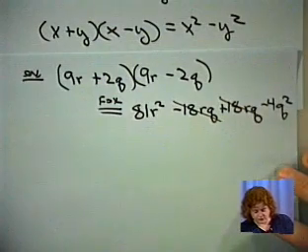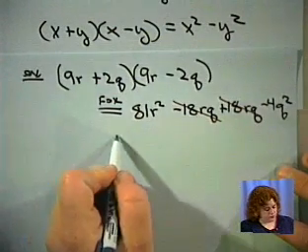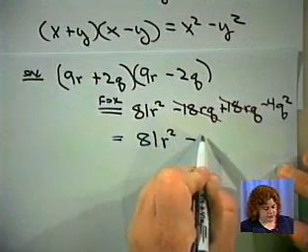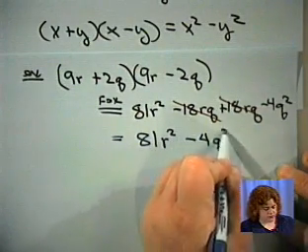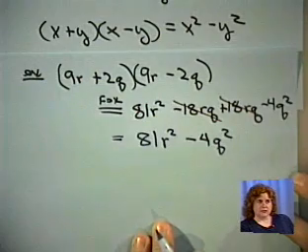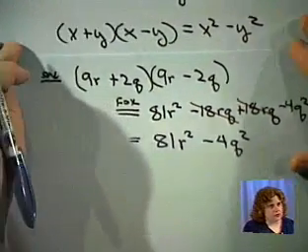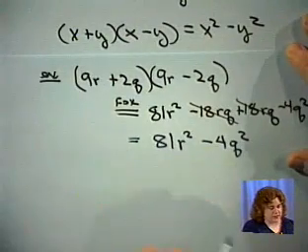What are we left with? We're left with 81r squared minus 4q squared. Now let's look back at this in terms of the pattern, which is happily sitting right there on the page.